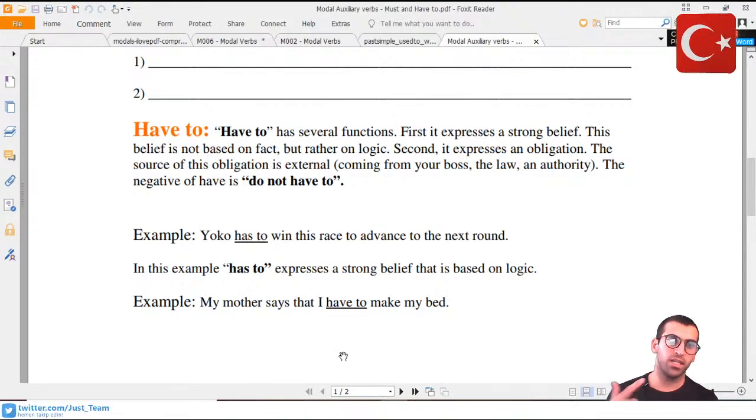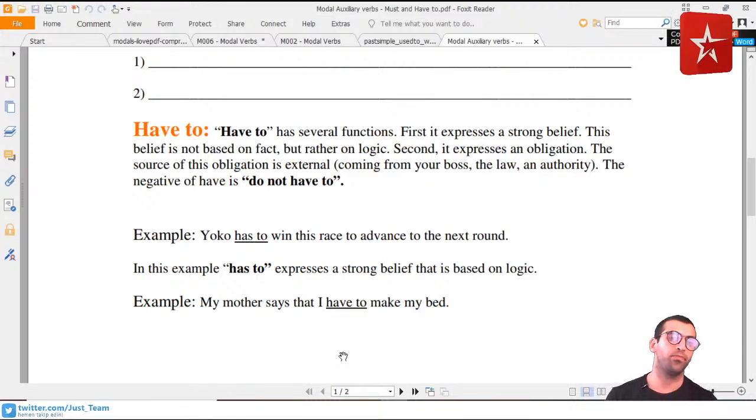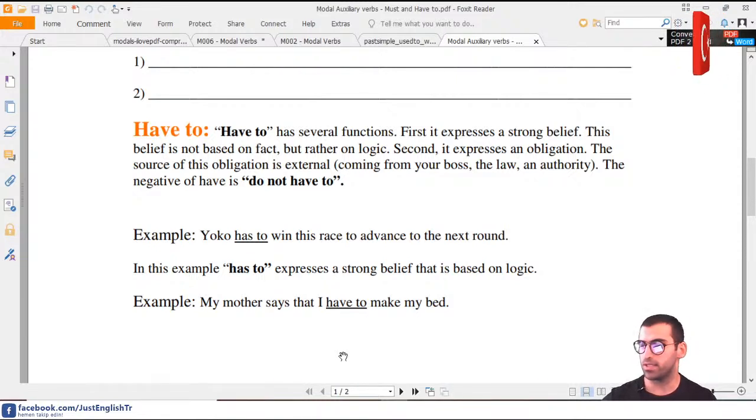But for internal obligation, for example, I must get up early. This is my situation. It belongs to me. I'm talking about myself, not anyone else. It's not for everyone. It's only about me. I say I must get up at, for example, 7 a.m. in the morning to prepare for my exam.